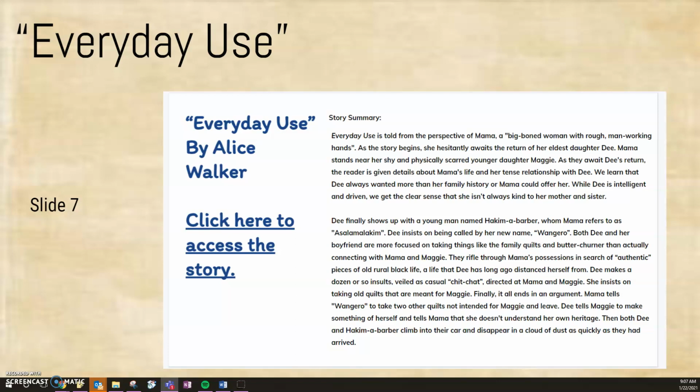Dee makes a dozen or so insults, veiled as casual chit-chat, directed at Mama and Maggie. She insists on taking old quilts that are meant for Maggie. Finally, it all ends in an argument. Mama tells Wangero to take the other 2 quilts not intended for Maggie and to leave. Dee tells Maggie to make something of herself and tells Mama that she doesn't understand her own heritage. Then, both Dee and Hakima Barber climb into their car and disappear in a cloud of dust as quickly as they had arrived. That is a summary of Everyday Use.